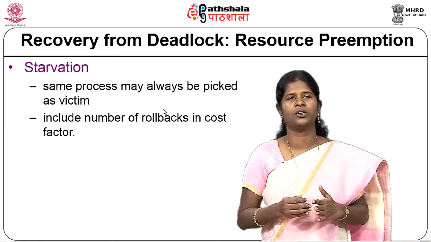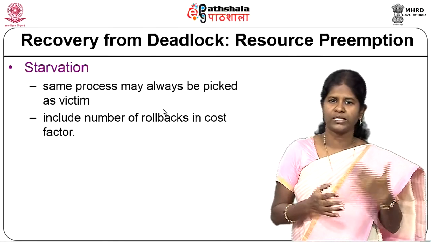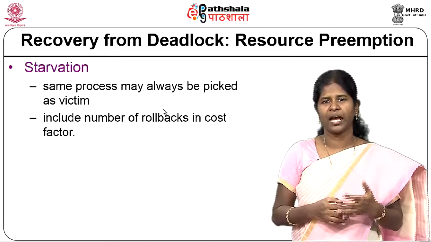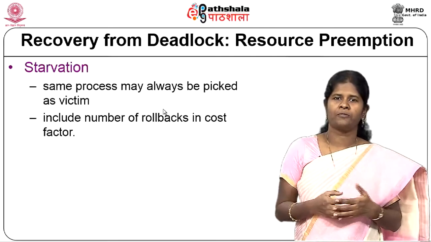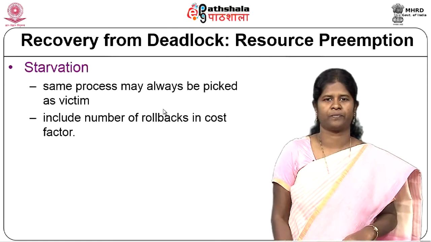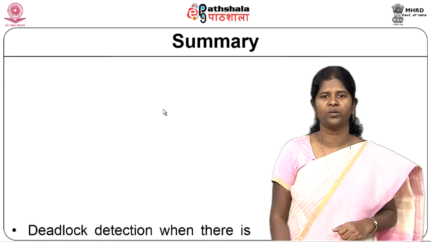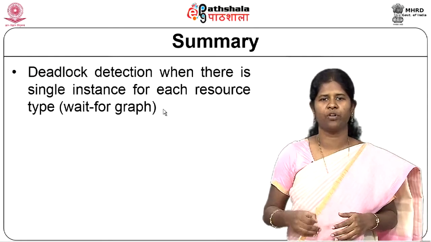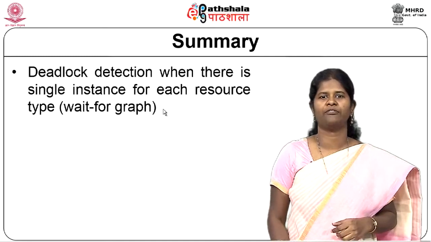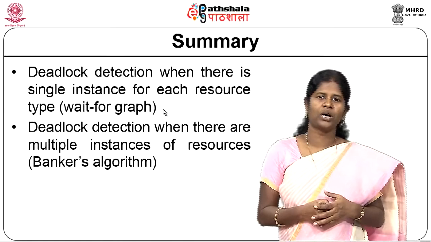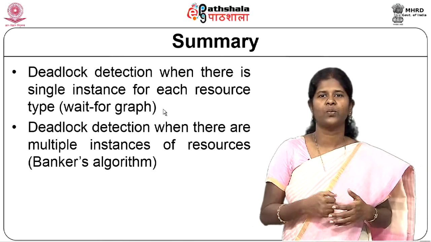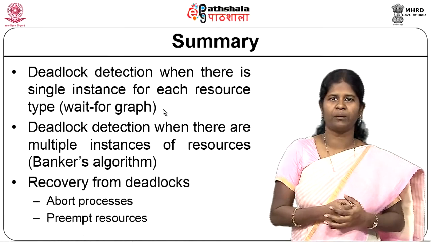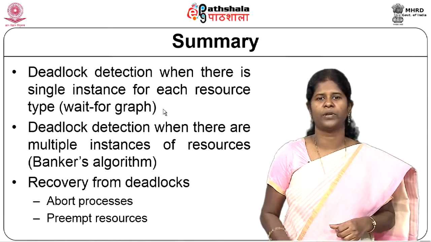So, now we have seen that once deadlocks have occurred in the system, you need to recover from them, and recovering from deadlocks can be done using resource preemption as well as by aborting processes. The summary of this module is that we saw how you can detect deadlocks when there is a single instance of each resource type using the wait-for graph. Then we also saw how you can detect deadlocks when there are multiple instances of the resources, which is a variant of the Banker's algorithm. We also saw that you can recover from deadlocks by aborting processes or preempting resources.